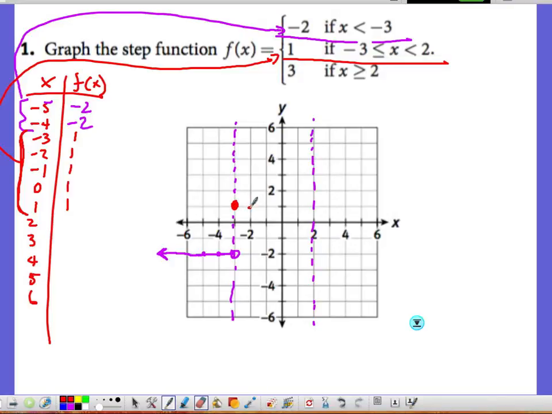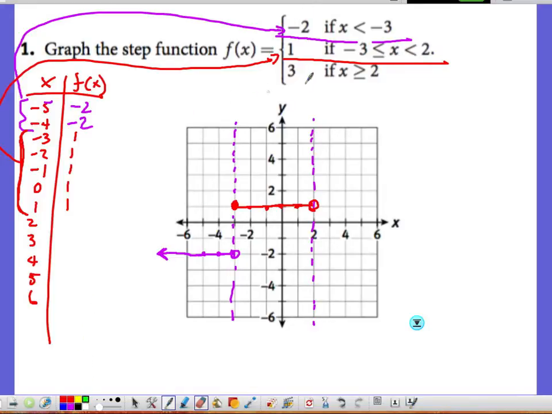And then if I graph the other ones, you can see how, again, we have a horizontal line. And when I connect these dots, it's going to keep going until I hit this wall at positive 2. And when I hit positive 2, I have less than, which means I'm going to have an open circle. So there we go. There is the graph right there.